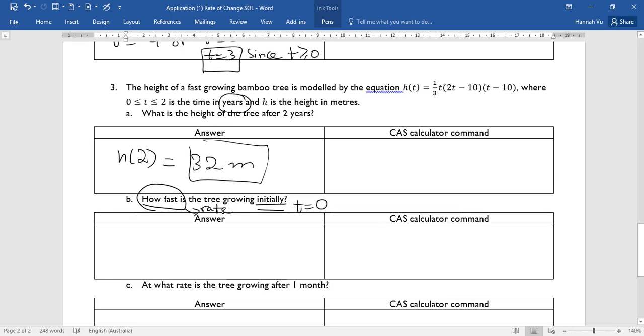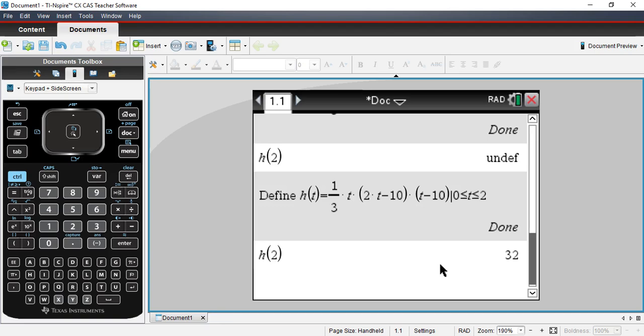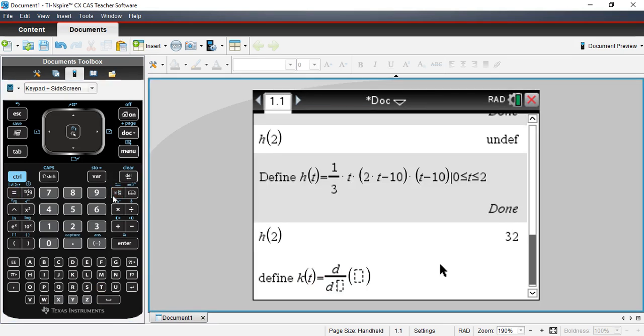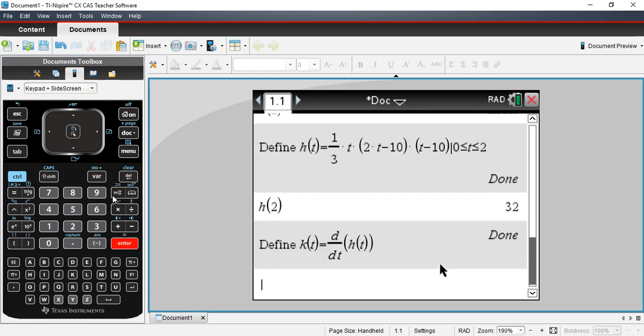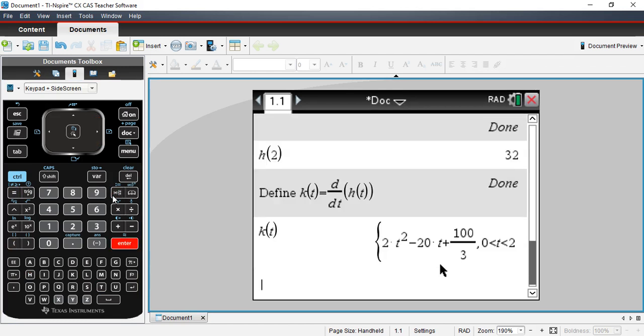So we're trying to find the instantaneous rate of change when t equal to 0, which is another way of asking for h prime of 0. Now this is where the calculator is going to have some issues. So you have to understand what the issues are and play around with it. So this question's a bit weird. All right, I'm going to find, I don't know, let's call it k. So k is the derivative of h. All right, so k of t is that.